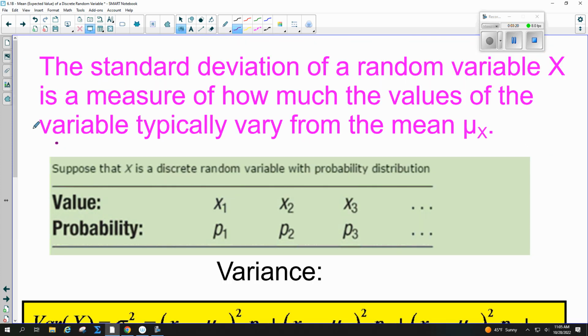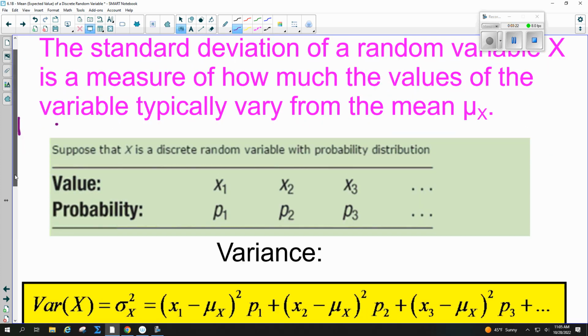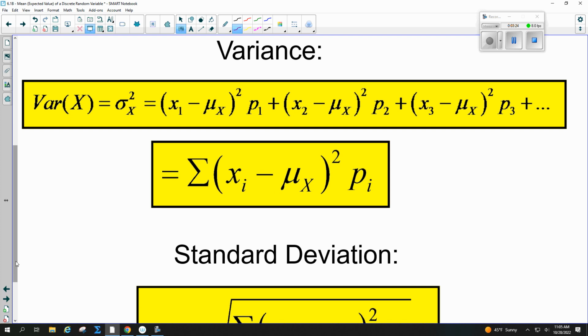Our standard deviation comes from variance, or they're related. If you remember, variance is the standard deviation squared, and the standard deviation is the square root of the variance. So Var x just means variance, and yes, you need to know this notation. Sigma squared x is the variance. If there's no square on it, it's the standard deviation.